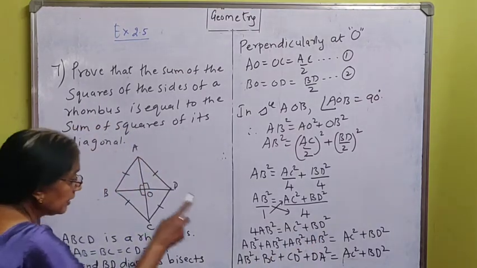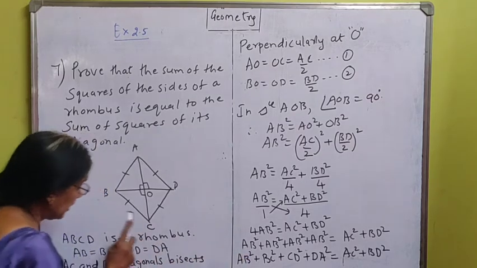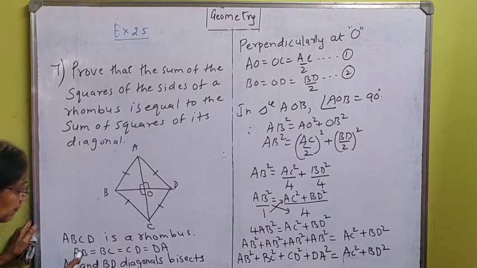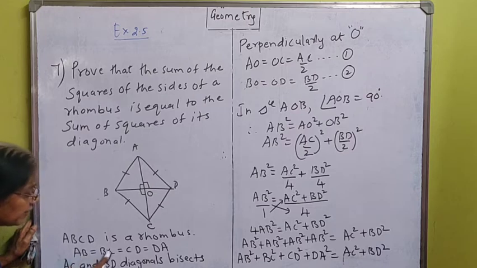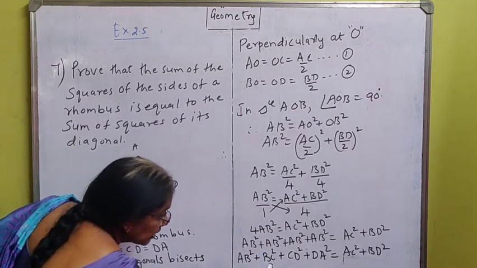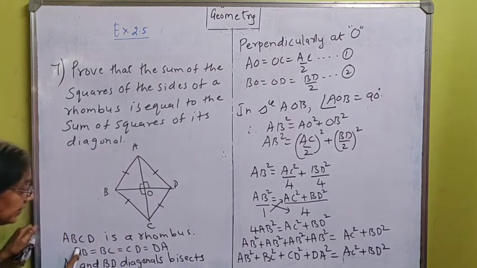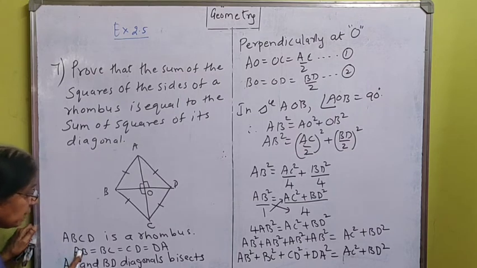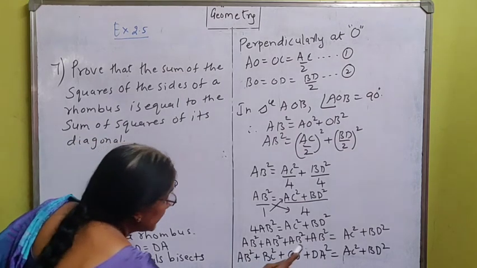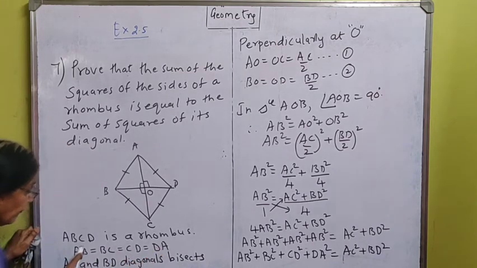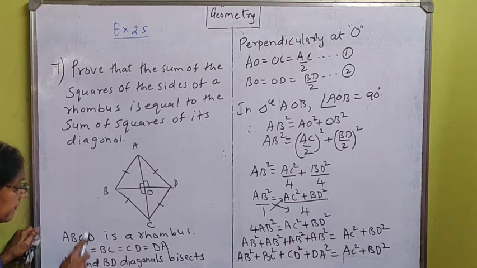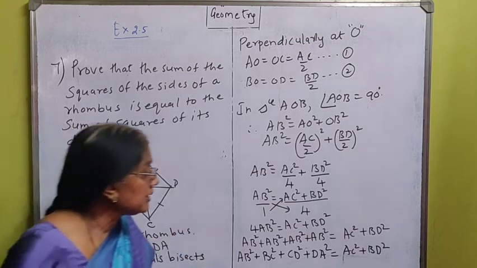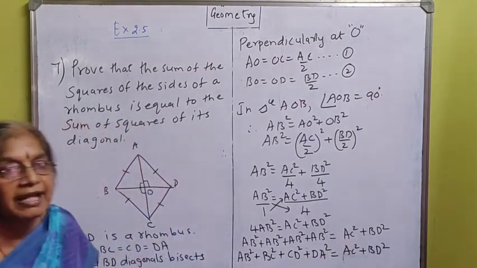The first AB square will remain as it is. AB is equal to BC, so in place of the second AB square I can write BC square. AB is equal to CD means AB square is equal to CD square, so in place of the third AB square I can write CD square. AB is equal to DA means the fourth AB square will be equal to DA square. So what I got is AB square plus BC square plus CD square plus DA square is equal to AC square plus BD square.